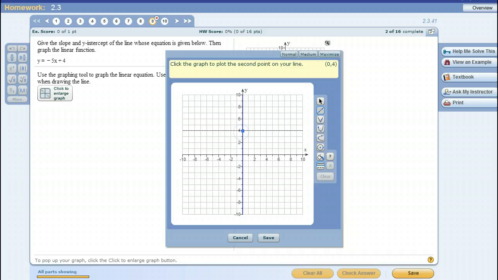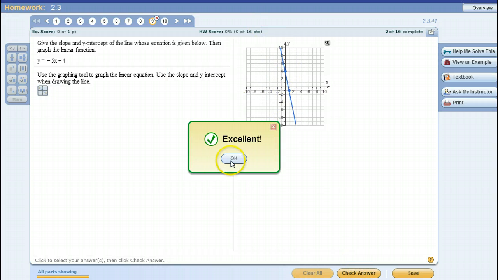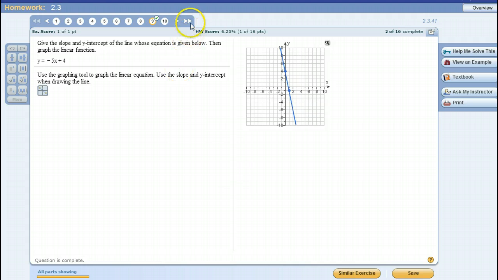Just put it there, left click with your mouse, and then we're going to count down 5 units because our slope is negative 5 or negative 5 over 1. So we're going to go 1, 2, 3, 4, 5 units down to negative 1. Over 1 unit to the right, click down with your left button, then save it, and then Math XL will draw the line through there. That's all we're asked to do in that problem, was just to graph that line.